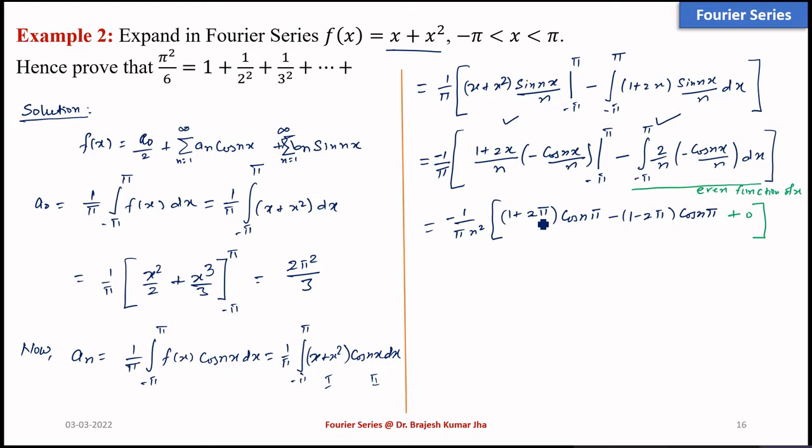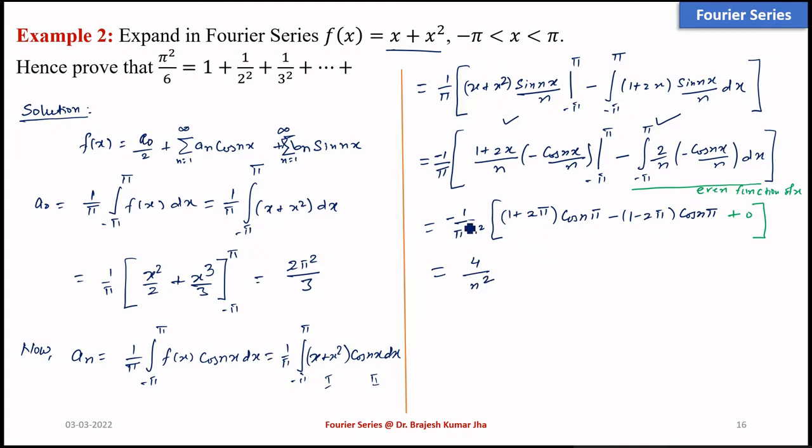Okay, so plus 2 pi, and here minus minus plus 2 pi that you can take here. So with 1, cos n pi and minus cos n pi will be cancelled, and 2 pi cos n pi and plus 2 pi cos n pi, that we can take this side. So pi and pi will be cancelled, and what we get, 2 plus 2, 4. So it is 4 by n square.